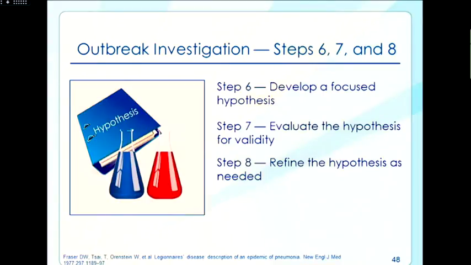During steps 6, 7, and 8, focused hypotheses, that is, theories that could be tested for validity about Legionnaires' disease, were developed regarding how and why the outbreak occurred. They were then evaluated for validity and refined as needed. One hypothesis stated that the illness was associated with convention attendees who were guests at or who had visited the particular hotel during their time at the convention.